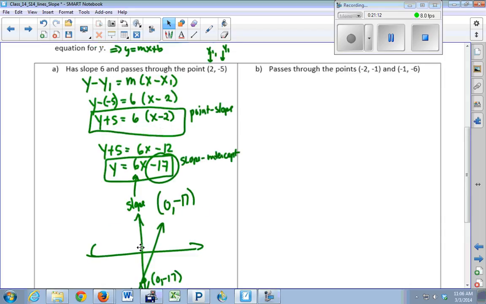Okay. So what I'd like you to do is at your seats, I'd like you to work on part B. And what do we have to do in part B we didn't have to do in part A?